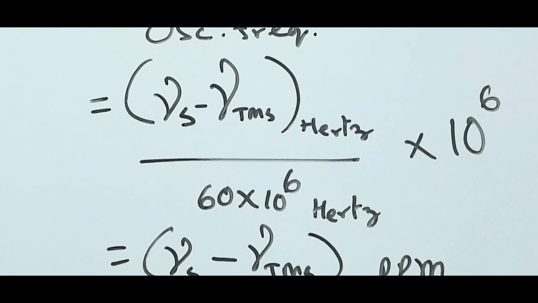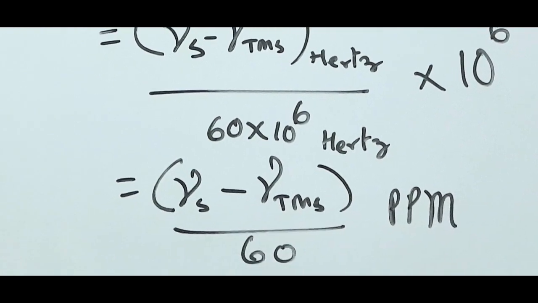The frequency of the sample minus frequency of TMS, let us assume for an organic molecule, is 60 hertz, not megahertz, only the difference. You are using a 60 megahertz frequency, but the difference is 60 hertz. So 60 divided by 60 into 10 to the power 6 will be a fraction, 0.000001, which is difficult to handle. So it has to be multiplied by 10 to the power 6.